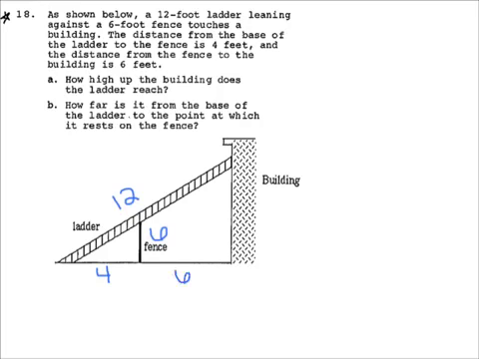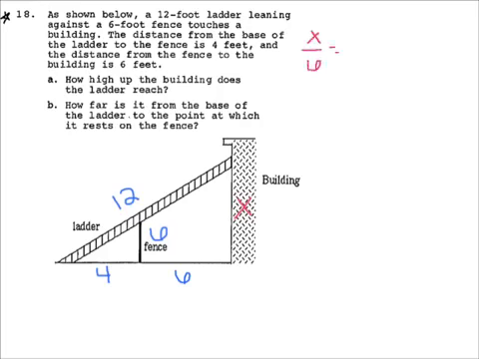Okay. First question says, how high up the building does the ladder reach? So I'm looking for this over here. Again, I would start with what you're trying to find and find the side that corresponds with it. This side here is going to correspond with the fence. These two are going to go together. So I'm going to say x over 6.